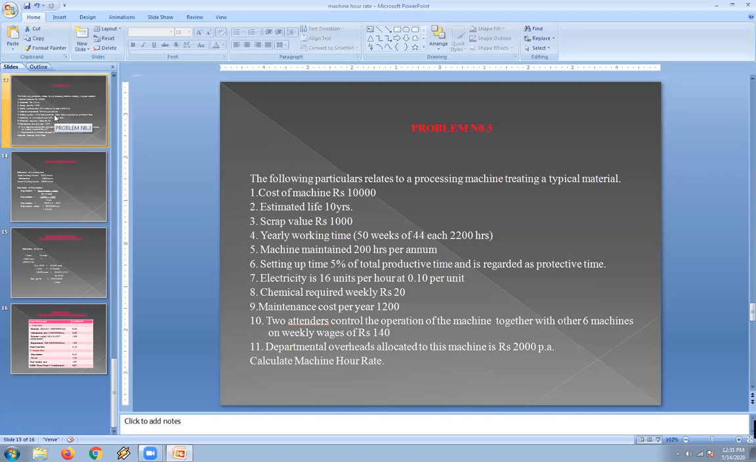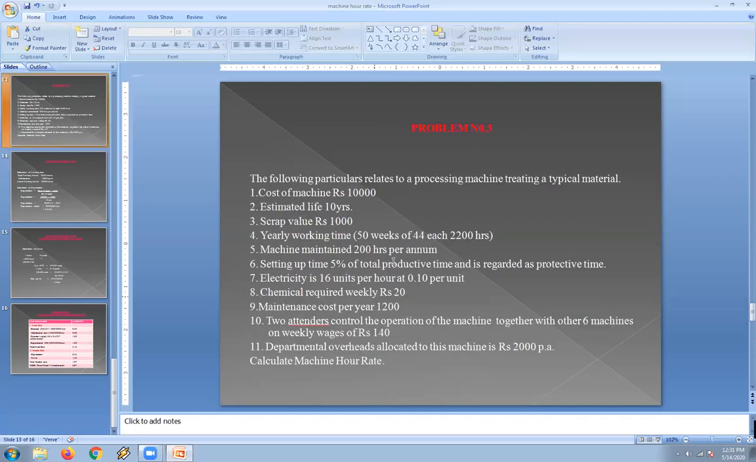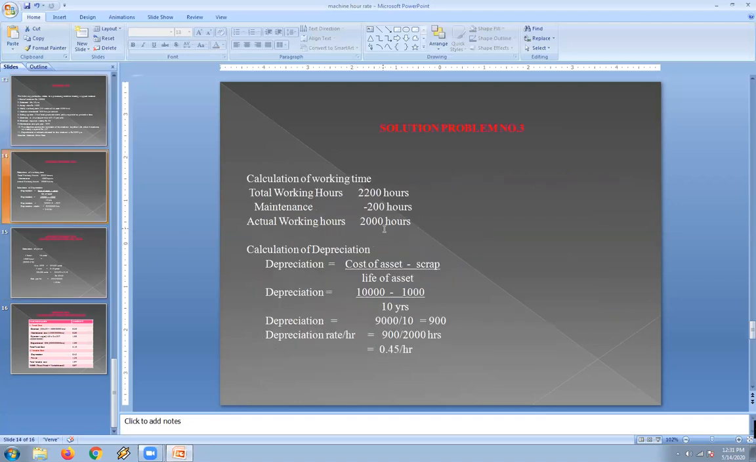In that, they have given maintenance hours as 200, so it has to be deducted. So the actual working hours is 2,000. Now the working hours of the machine for 1 year is 2,000.